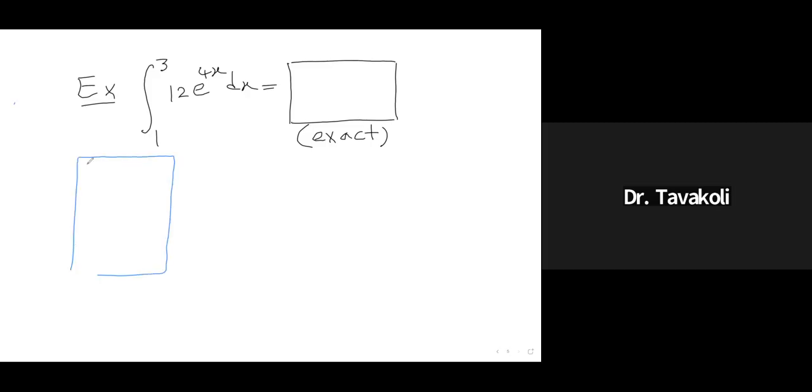What did you take as the new variable u? Obviously, the answer is 4x, because the exponent of e is 4x. The derivative of u with respect to x is 4, which gives me du is 4 dx. Or if I want to solve for dx in terms of du, by dividing both sides by 4, dx is du over 4.